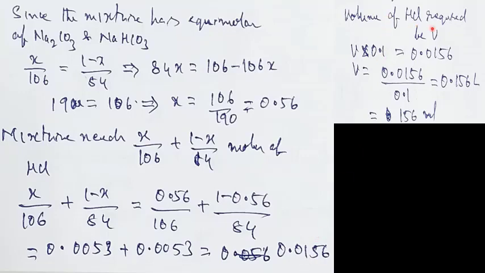Now, the volume of the HCl required, let it be V. Therefore, V into the molarity of the HCl, given as 0.1 molar, is equal to 0.0156. Therefore, volume is equal to 0.0156 by 0.1. This is nothing but 0.156 liter or 156 milliliter.